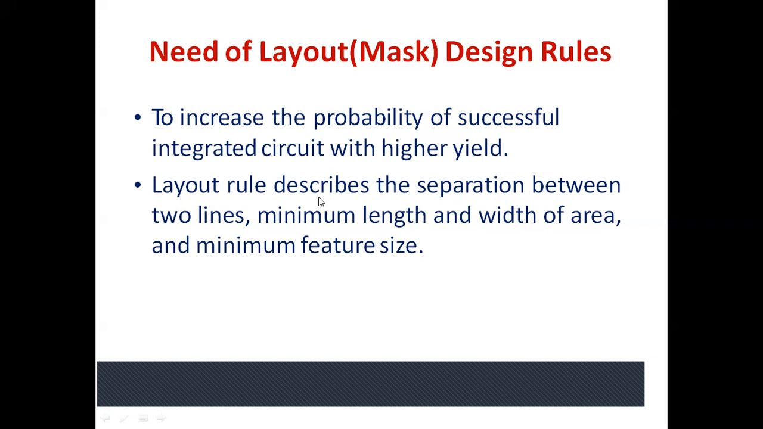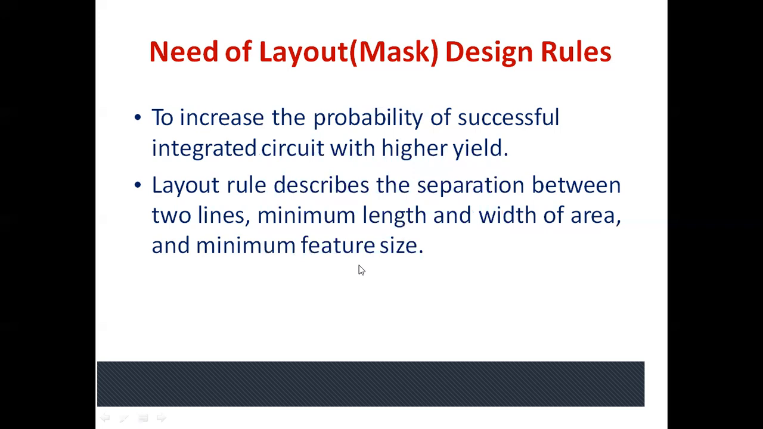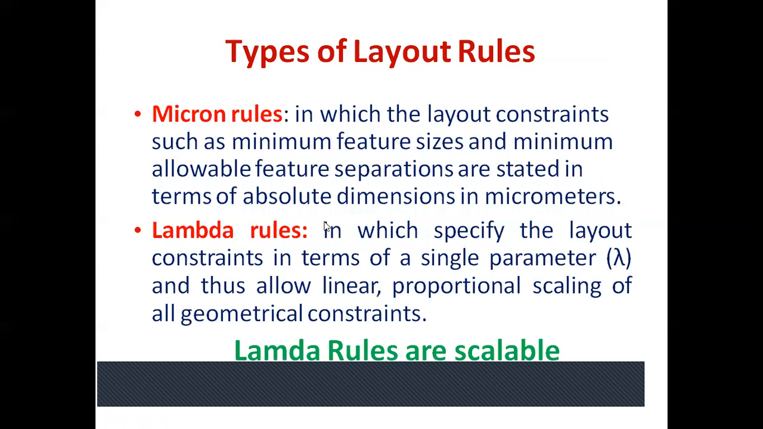Then the minimum length and width of an area. There is the active area mask. What should be its minimum length? What should be its minimum width? And what should be the minimum feature size? That is how much minimum dimension we can print on the mask or draw on the mask. So this is the need of design rules. Basically, the main need is that you can increase the probability of success. That's the main need to follow the rules.